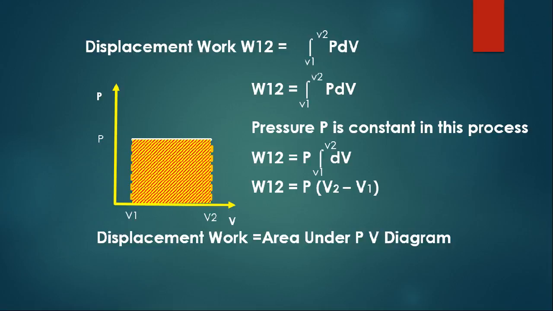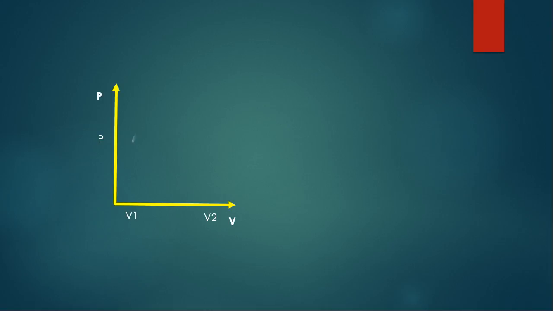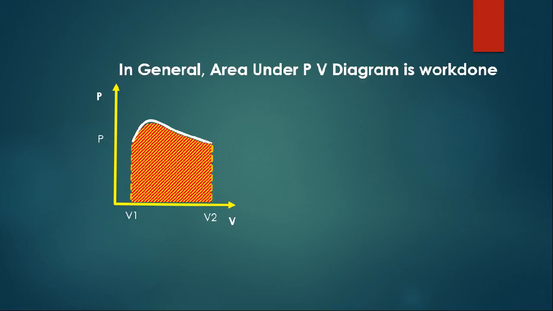In this case we described the constant pressure process. What about the other processes, such as the constant temperature process, constant volume process, etc.? In general, whatever the process is, from V1 to V2, the area under the PV diagram is the work done, or displacement work.